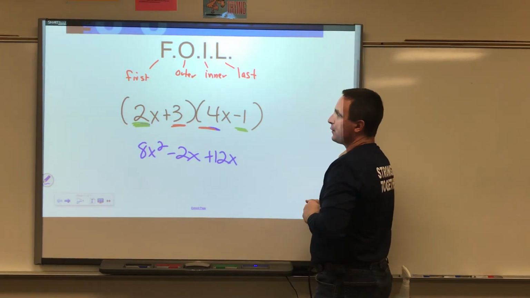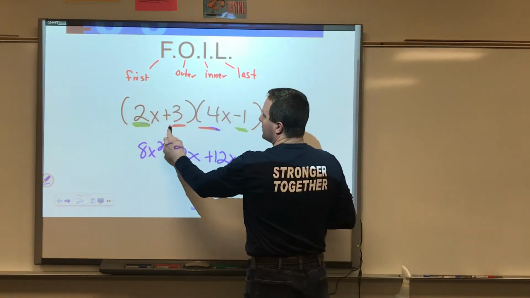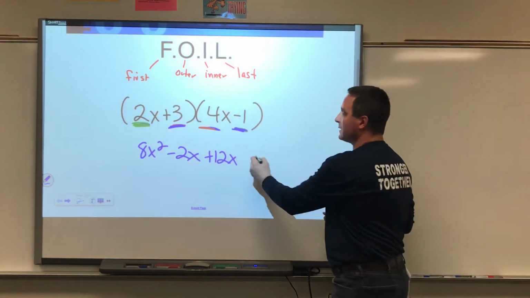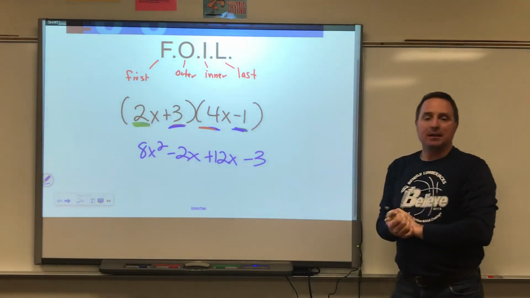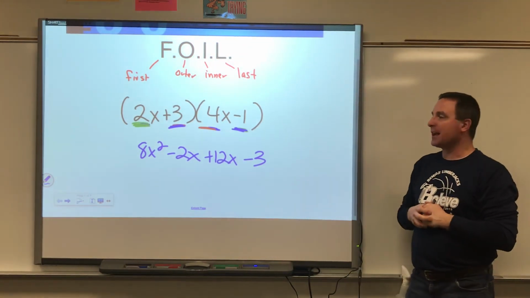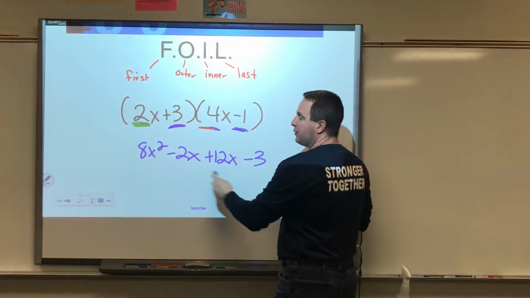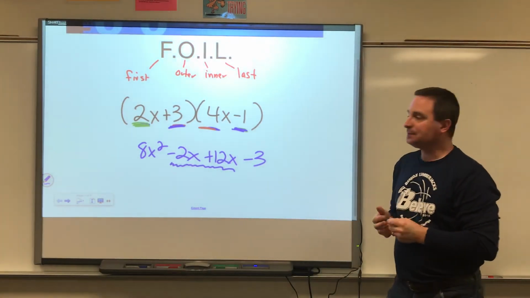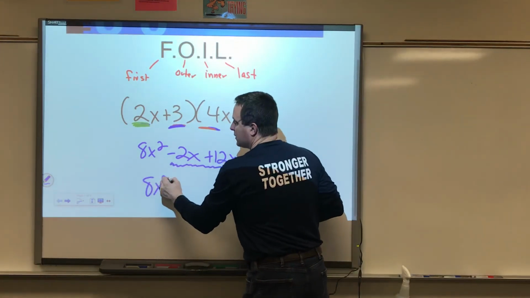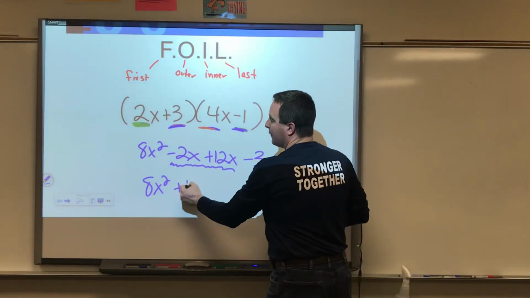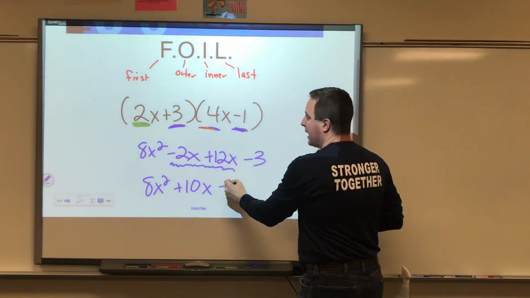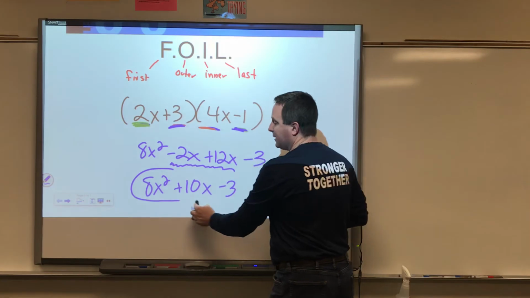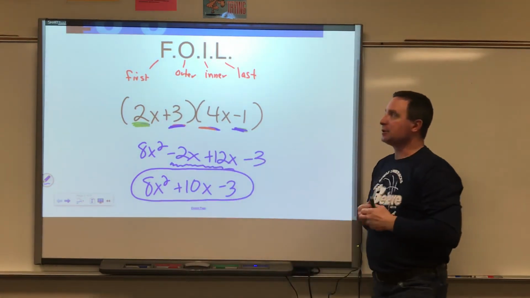And L stands for the last terms. The last terms are the 3 and the negative 1, the ones on the outside. And if I do 3 times negative 1, I get negative 3. So I just multiply those four terms together, and then I combine like terms. And when I do the FOIL method, it's always these inside ones that are like terms. If I combine those, negative 2x plus 12x is 10x, and then minus 3. And that's what we're looking for today, a simplified expression for when I multiply those two binomials together.